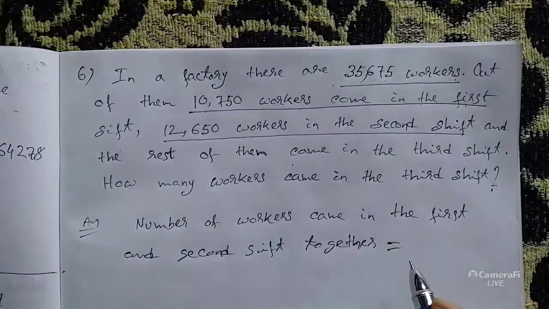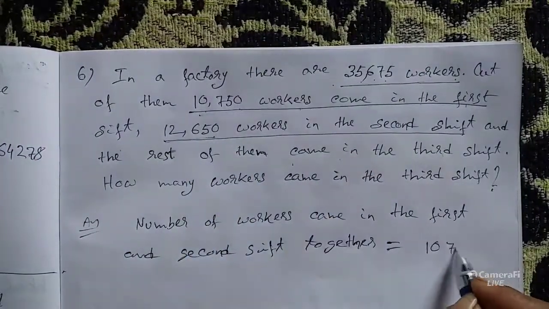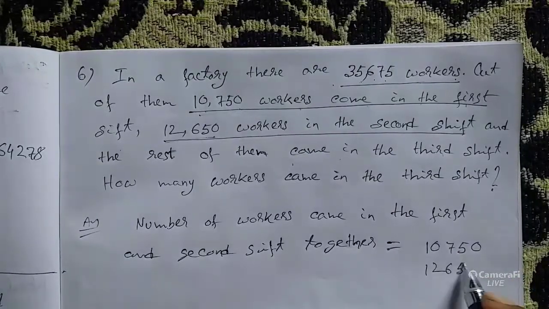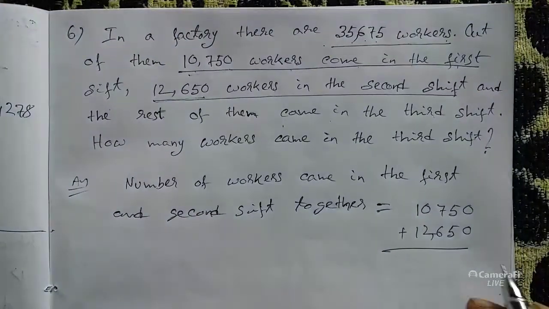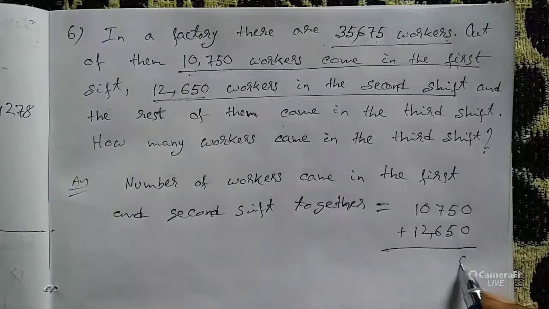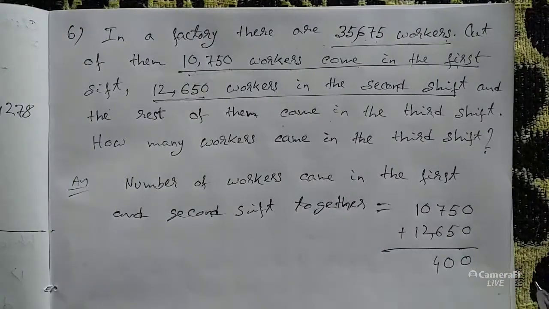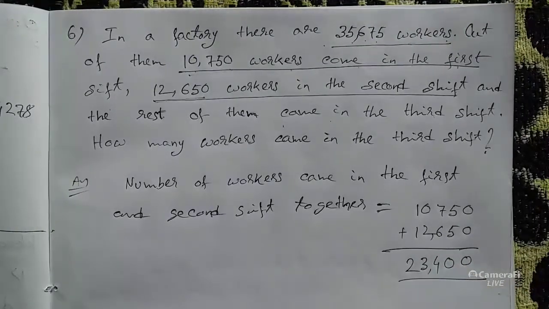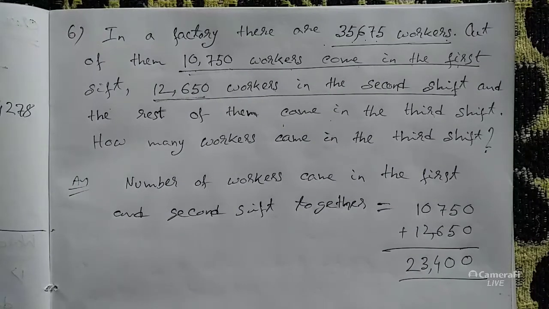This is equal to the sum of the number of workers in the first shift and second shift, that is 10,750, and below it 12,650. Add. This is the total number of workers in the first shift and second shift. 0, 5, 5, 10, 1 carry, 7 plus 6, 13 plus 1, 14, 4, 1 carry, 2 plus 1, 3, 1 plus 1, 2. 23,400 workers come in together in the first and second shift.